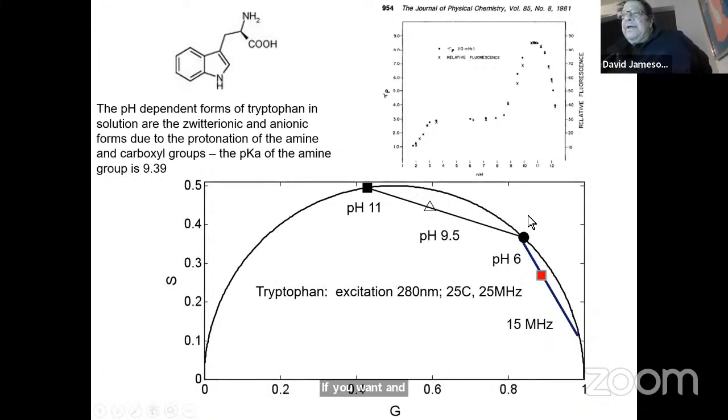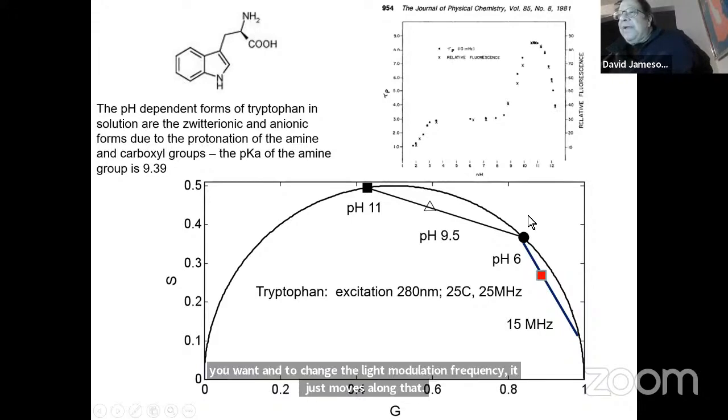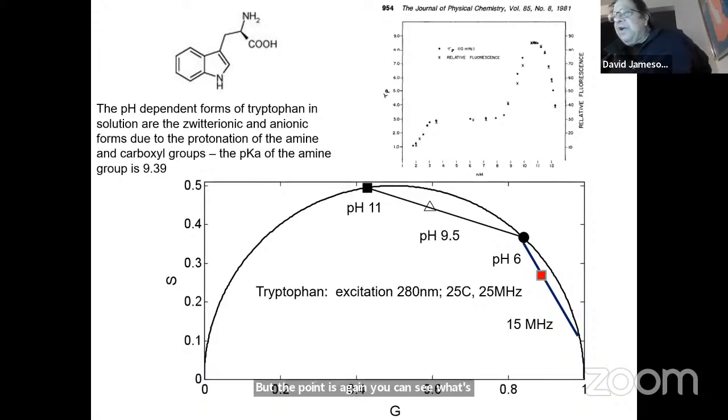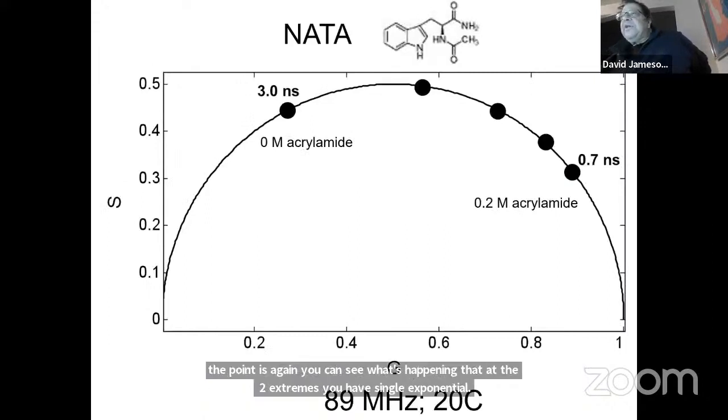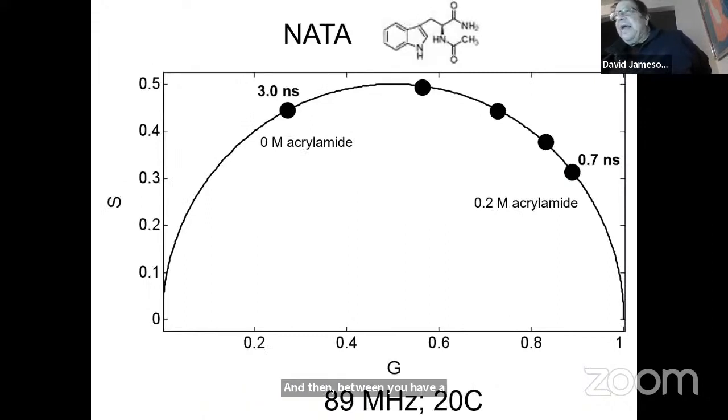But the point is, again, you can see what's happening, that at the two extremes, you have single exponential, and in between, you have a mixture. Here's another illustration using N-acetyltryptophanamide, a famous tryptophan analog. 3 nanoseconds, here we see the phasor plot at 89 megahertz, and then you start quenching it with acrylamide, and it quenches, it remains a single exponential as you go along the universal circle. You see it getting shorter and shorter.